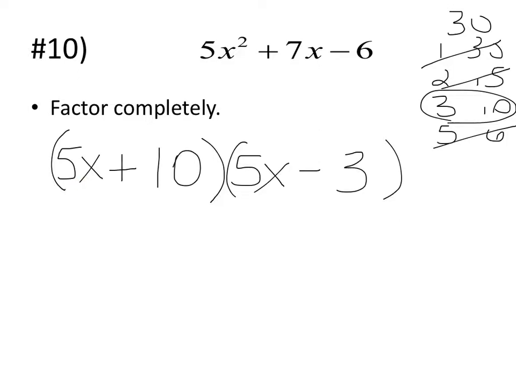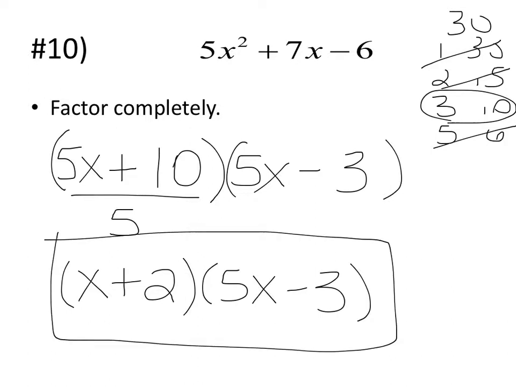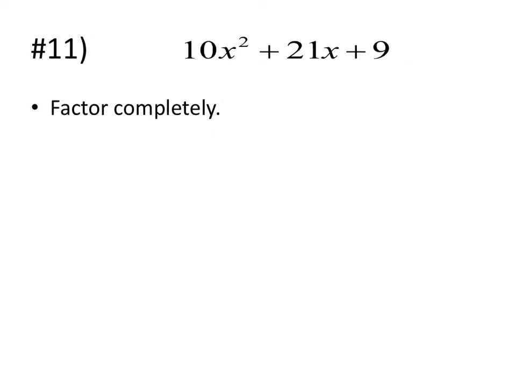Now looking at your houses, does this house have anything in common? Yeah, it has a 5 in common, so we're going to divide out the 5, leaving me x plus 2. My second house over here doesn't have anything in common, so I'm going to leave it 5x minus 3. Multiply to check. Yep, we're good. X plus 2, 5x minus 3. Okay, see if there's a GCF.